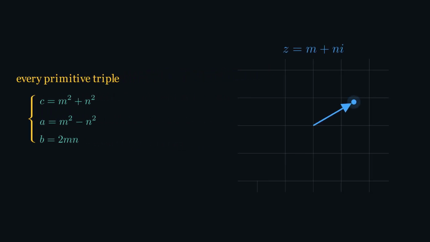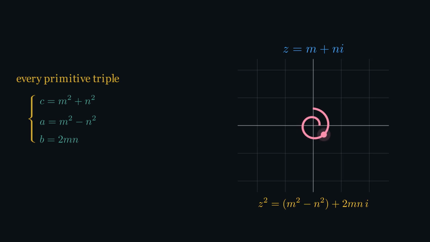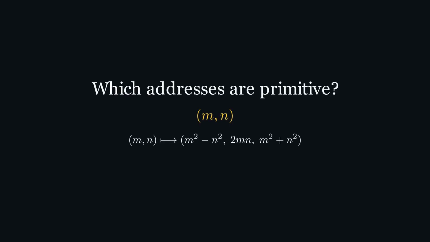The formulas weren't a lucky invention. Any primitive triple gets cornered into them. That proves the machine catches everything. Well, algebraically. Visually, we still haven't seen where the spiral comes from. So any primitive triple has an address m comma n.